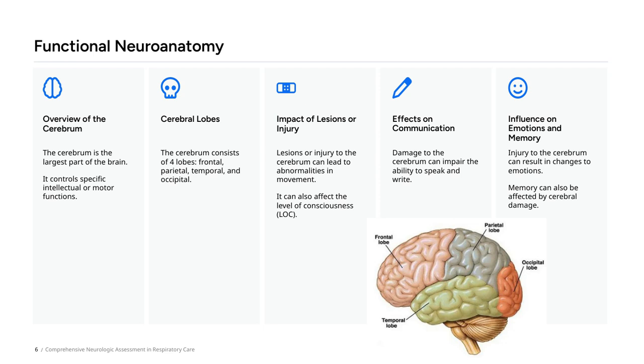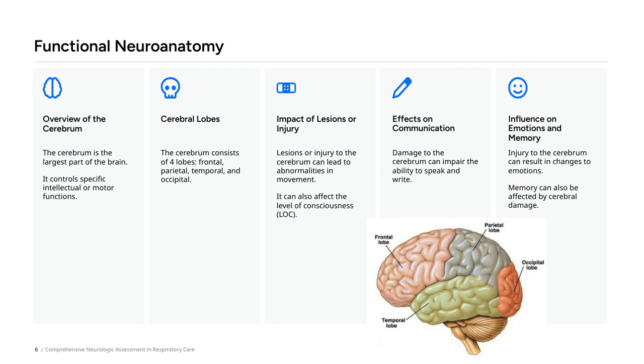Memory can also be compromised, which highlights how vital this brain region is for our daily functioning. Moving on, damage to the cerebrum can impair communication skills, such as the ability to speak and write effectively. This is because the areas responsible for language are located within this part of the brain.